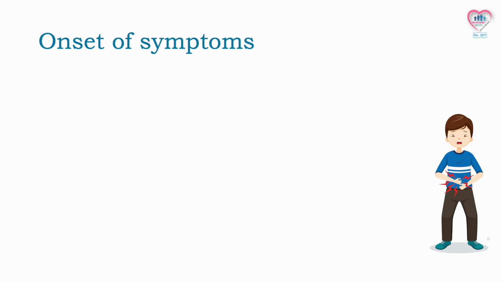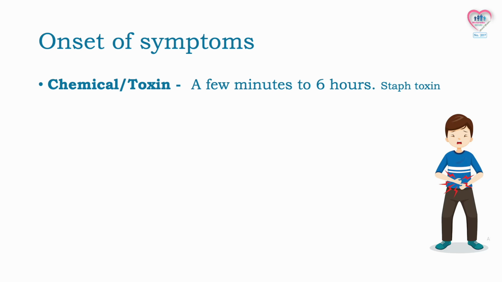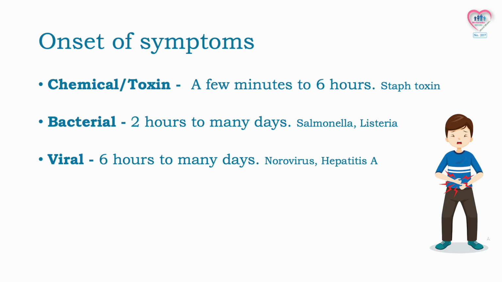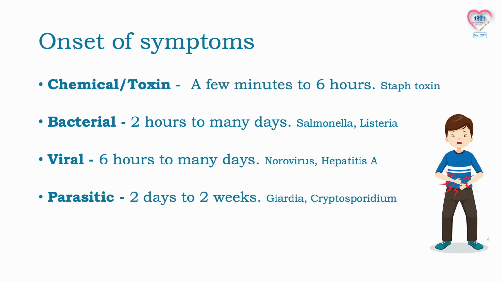The symptoms of chemical or toxin-related poisoning might appear anywhere from a few minutes to a few hours after the food is consumed. Bacterial, about 2 hours to many days: Salmonella in about 2 hours, and Listeria takes many days. Viral, about 6 hours to many days: Norovirus in about 6 hours and Hepatitis A in many days. Parasitic, about 2 days to 2 weeks: Giardia in about 2 days, and Cryptosporidium 2 weeks.